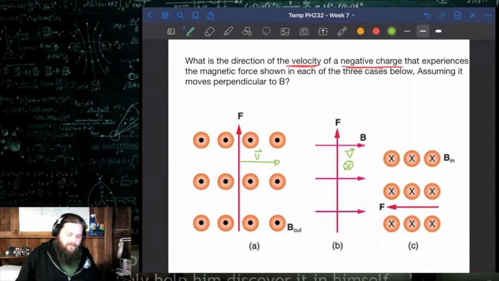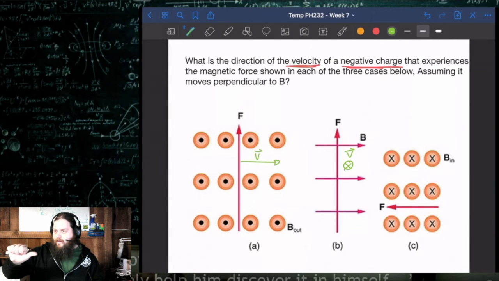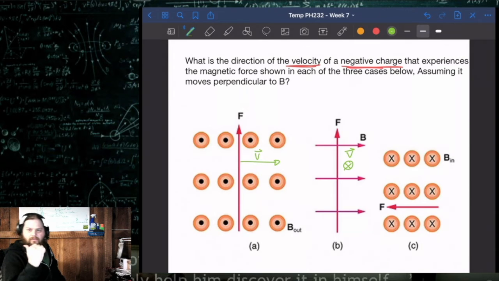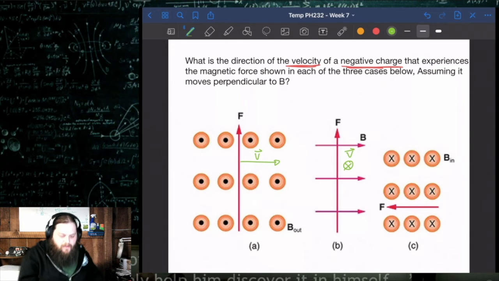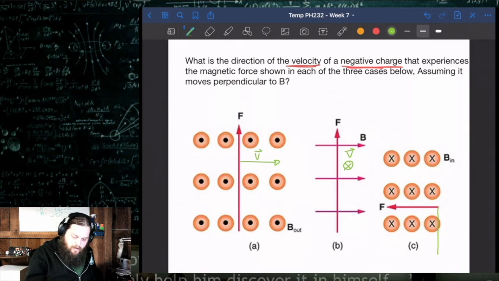I'm not super flexible, so that gets a little hard. But recognize you start out by pointing your thumb the same direction as the force. And then I need to curl. See, I'm curling away from the screen now. So I need to curl into the screen, so I got to flip my hand upside down. Now I'm curling into the screen, and my knuckles are pointing downwards in the direction of the velocity. So that's going to go downwards.